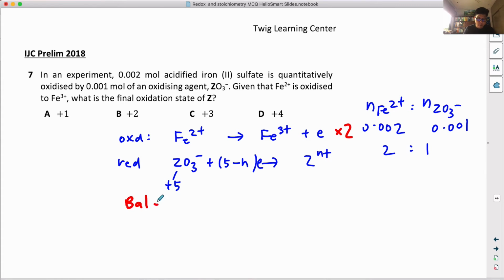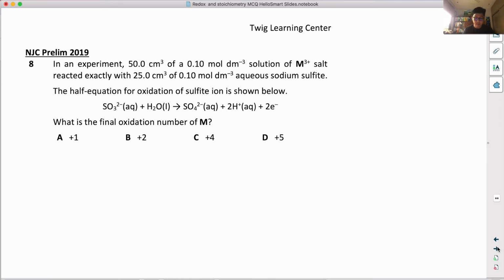Now we have to balance the electrons. 2 times e, so it's just 2 electrons. Electrons on this side is 5 minus n. So you can see that n is equal to 3. So it has to be 3 plus. 3 plus is the final oxidation state of Z. Okay, let's try question 8.